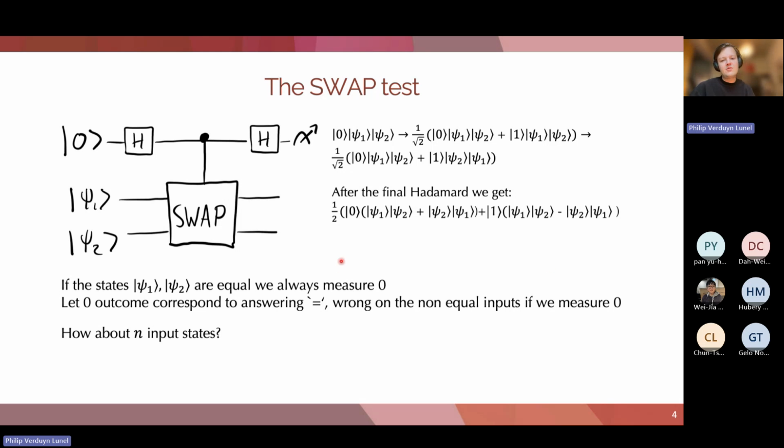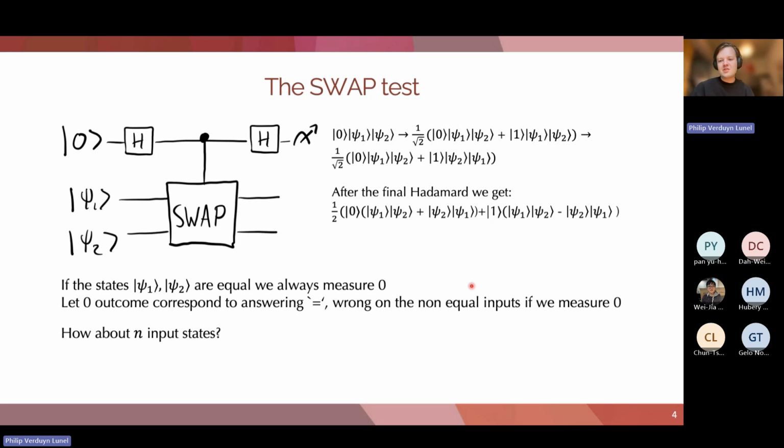So what happens really under the hood here? The initial state is 0, psi 1, psi 2. Then we apply a Hadamard to the first qubit. You're going to get 0, psi 1, psi 2, and 1, psi 1, psi 2. Then you're going to control swap the state. So you're going to get 0, psi 1, psi 2, and 1, psi 2, psi 1. And then you're going to apply this final Hadamard gate. And then you need to reconfigure it a little bit, but you're going to get the following final state. On the 0, you're going to get psi 1, psi 2, plus psi 2, psi 1. And then you add a superposition with 1, and then psi 1, psi 2, minus psi 2, psi 1.